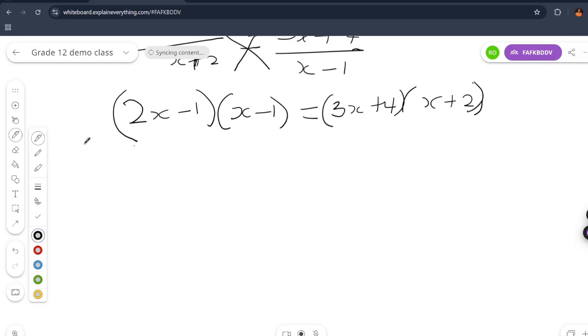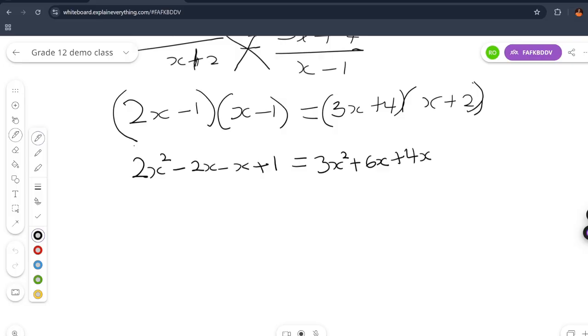Now let's expand so that we have 2x times x, that will be 2x squared. 2x times minus 1, that will be minus 2x. Minus 1 times x will be what? Minus x. Minus 1 times minus 1, that's plus 1. And this will be equal to 3x times x, that's 3x squared. Then 3x times 2, that's plus 6x. 4 times x, that will be plus 4x. Then plus 4 times 2, that will be plus 8.